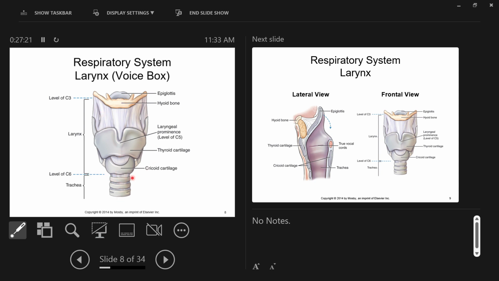The larynx, if I didn't say it, is in layman's terms your voice box. This is where your vocal cords are contained that give you your voice. You guys have likely heard of laryngitis, right? It causes loss of voice.